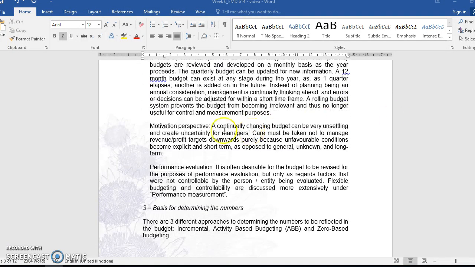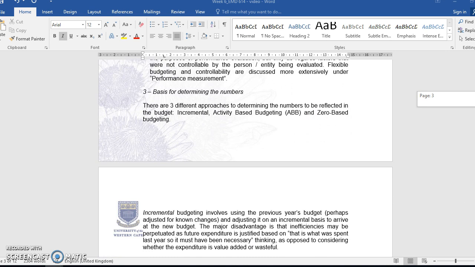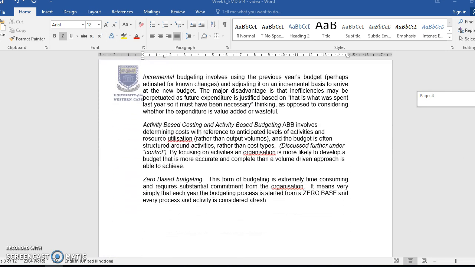biannually. A budget has a motivation perspective, both positive and negative. I mean, it can be positive if people stick within budget and the budget's realistic, they can get incentives. It can also be demotivating whenever the budget is unrealistic. And so that's effectively the performance evaluation aspect of budgets, and then the basis for determining the numbers that go into the budget. So there are 3 methods: incremental, activity, and zero-based.